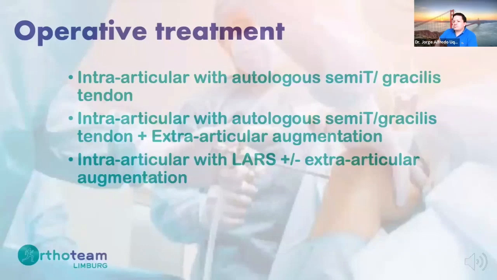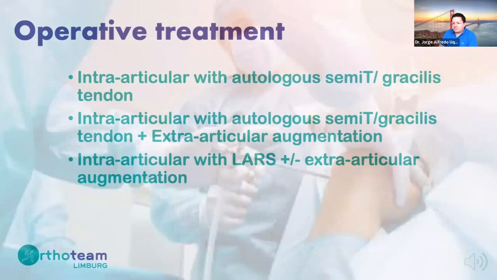When we go for an operative treatment, we normally go for an intra-articular repair using either autologous CMIT and/or gracilis tendon or a LARS ligament. This intra-articular repair might be augmented by an extra-articular monoloop or ALL reconstruction, depending on the patient.